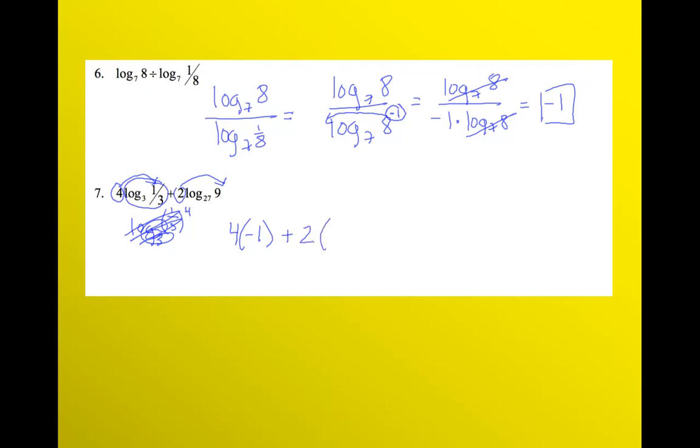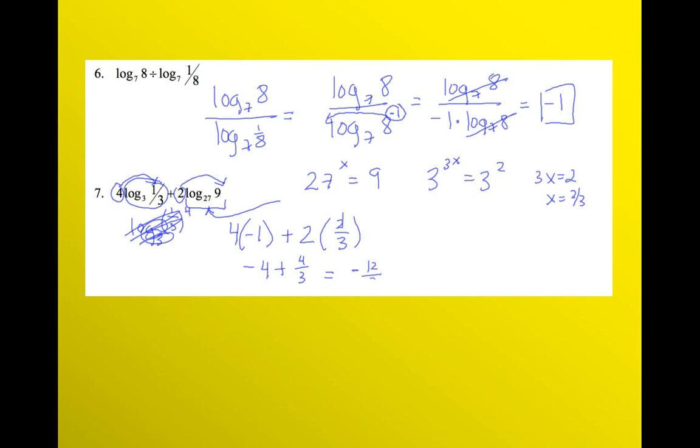2, and let's look at what happens. So this is saying 27 to some power equals 9. Let's change them to both have a base of 3. 3 to the 3x equals 3 squared. 3x equals 2, so x would have to be equal to 2/3. Let's use what we already know, right? So this is going to be 2/3. So you've got -4 plus 4/3. -4 I can write as -12/3 plus 4/3. So my answer will be -8/3.